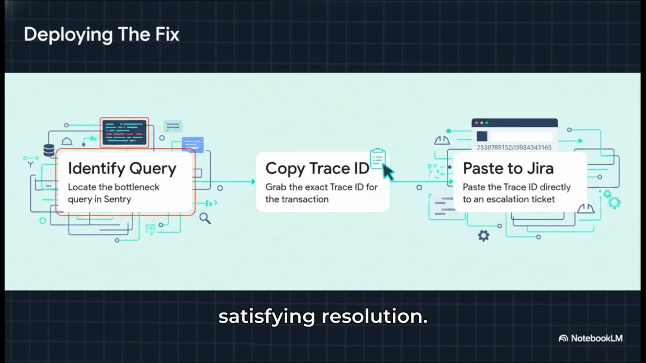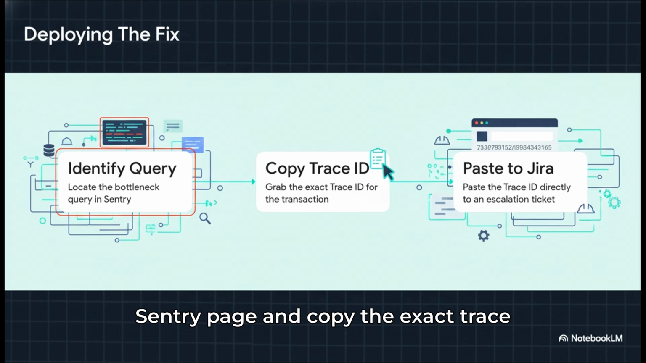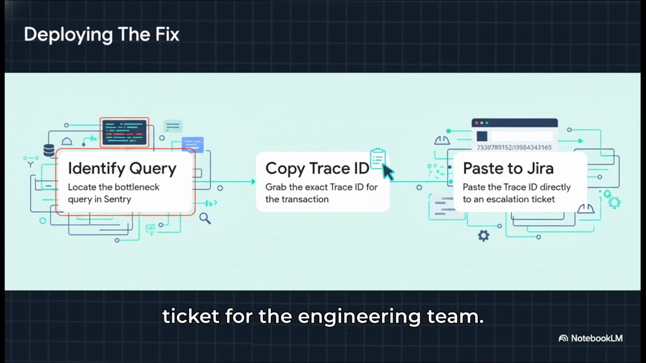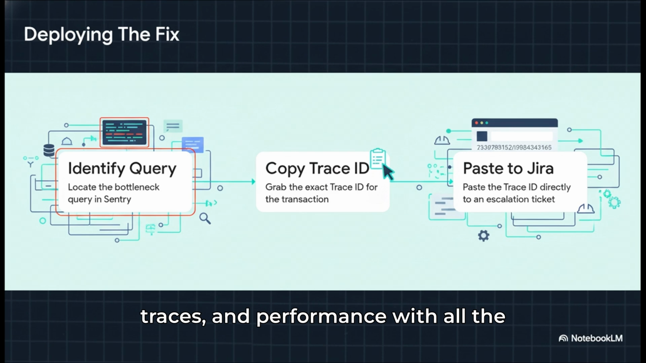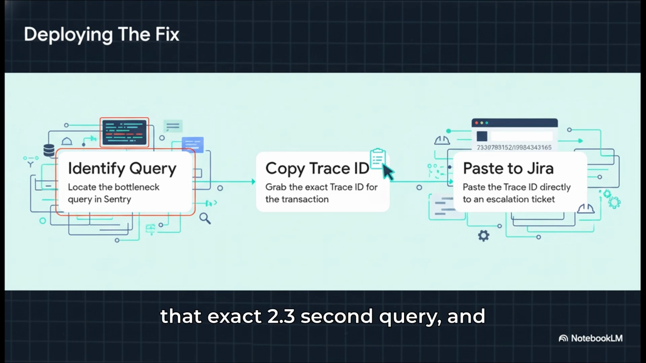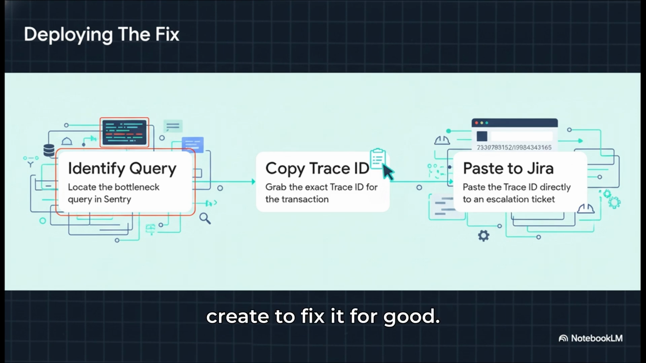Here is the incredibly satisfying resolution. Step 1. We've identified the bottleneck query. Step 2. We go up to the top of the Sentry page and copy the exact trace ID for this transaction. Step 3. We paste that trace ID directly into a Jira escalation ticket for the engineering team. Because Sentry unifies errors, traces, and performance with all the code context, the engineers don't even have to try to reproduce the issue locally. They just click the trace ID, see that exact 2.3-second query, and know exactly which database index to create to fix it for good.